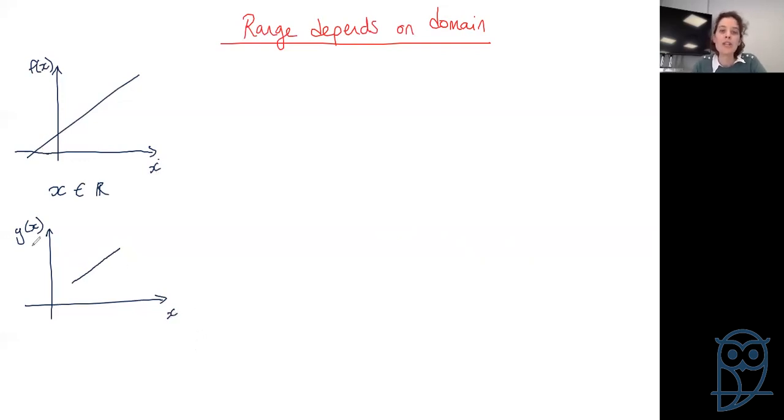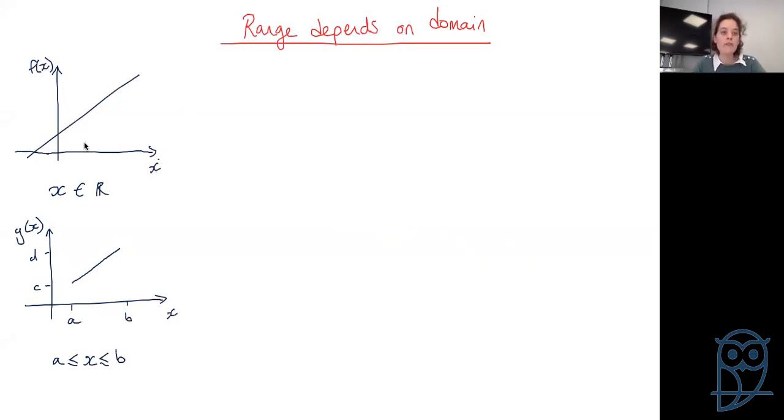So I've had to call it g(x) now because what I've done is I've restricted my domain. So let's give us some values on our axes. We'll call them A, B, C, and D. So I've restricted my domain. I didn't say x is any number anymore. Now A is less than or equal to x, which is less than or equal to B. And what we want to do is we want to see what happens to the range.